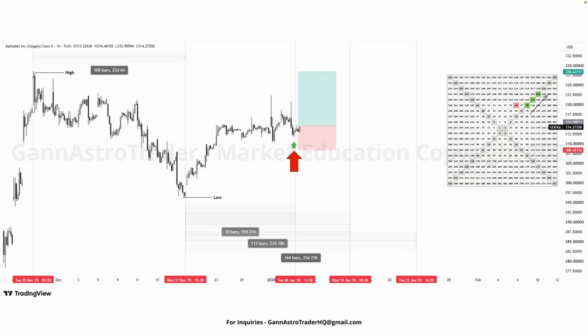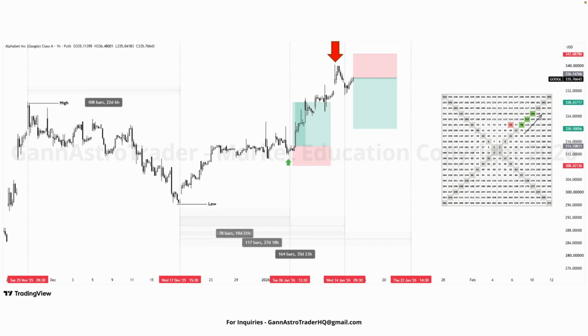As you can see in the chart, the previous major high was formed on November 25th, followed by the major low on December 17th. From this low, the first measured time cycle completed after 78 bars, or approximately 19 days and 21 hours, aligning with January 6th. This time count aligned with January 14th, where price reached a significant high and produced the corresponding sell signal. This date coincided with bearish reversal and generated the next sell signal.